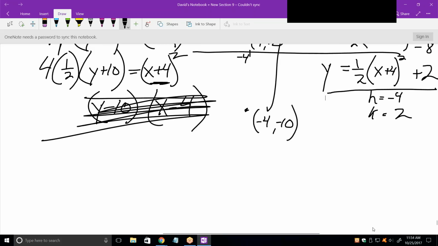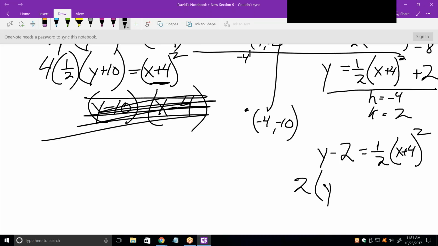Now I get y minus 2 equals 1/2 x plus 4 squared. And now I multiply both sides by 2, and I get this. And now I can figure out p, because I know that this 2 has to be 4p. And so p comes out to be 1/2 still, but you've got to be very careful with this vertex. If you move that 10 over first, you get the wrong number.